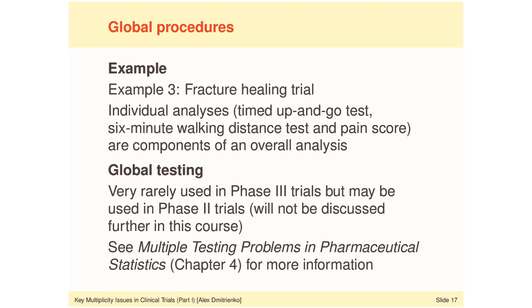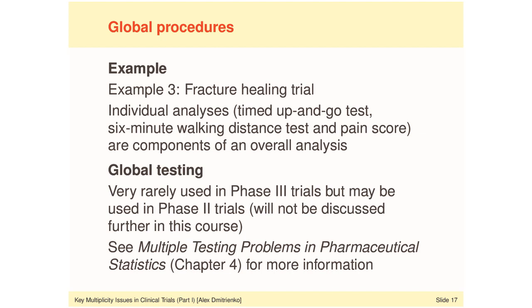I'm going to use example 3 from Module A, which is based on the fracture healing trial, because it serves as a good example of a global testing procedure. In this example, the underlying variable of interest was functional improvement in patients with osteoporosis, and changes in that variable were studied by evaluating the drug effect on 3 related endpoints. They were defined as time up and go test, 6-minute walking distance test, and pain score.